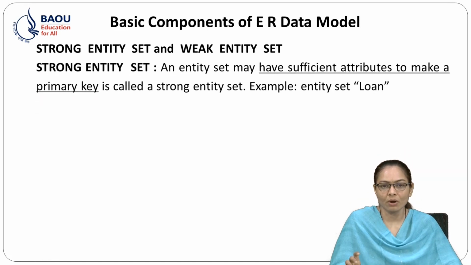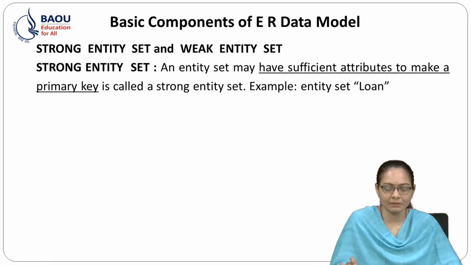Now the next is strong entity set and weak entity set. What do you mean by strong entity set? The strong entity set may have sufficient attributes to make a primary key, meaning the unique key. The column which contains the unique data is called the key attribute or primary key. So, an entity set that has sufficient attributes to make a primary key is called a strong entity set.